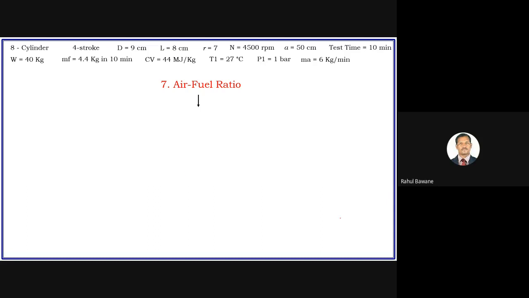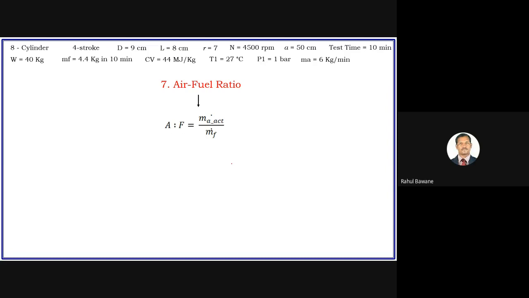So air fuel ratio, remember, we have to attempt this question very consciously. Many times it is asked as fuel air ratio, so that time we have to calculate fuel air ratio. The only difference is the numerator value. Air fuel ratio is mass of air divided by mass of fuel. Fuel air ratio is mass of fuel divided by mass of air. So only that is the difference.